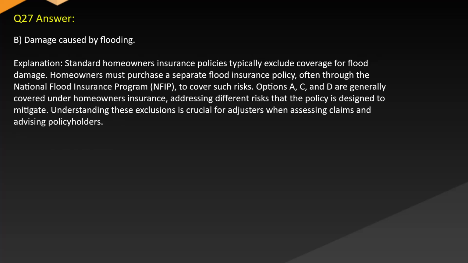Answer B. Damage caused by flooding. Explanation. Standard homeowners insurance policies typically exclude coverage for flood damage. Homeowners must purchase a separate flood insurance policy, often through the National Flood Insurance Program (NFIP), to cover such risks. Options A, C, and D are generally covered under homeowners insurance, addressing different risks that the policy is designed to mitigate. Understanding these exclusions is crucial for adjusters when assessing claims and advising policyholders.